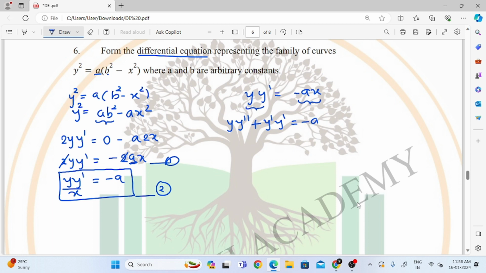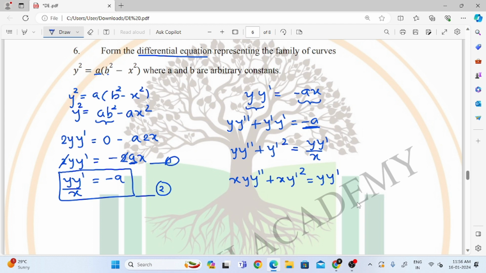Now we need the value of minus a. From the second equation, the value of minus a is y dash upon x, that we will put here. So y dash upon x. On the left hand side, y double dash plus y dash into y dash, that is y dash square. Now if we multiply throughout by x, we will get x y double dash plus x into y dash square is equal to, here x and x will get cancelled, so y dash.